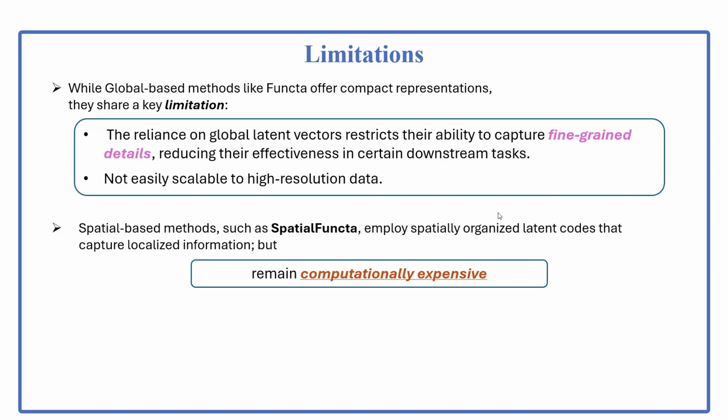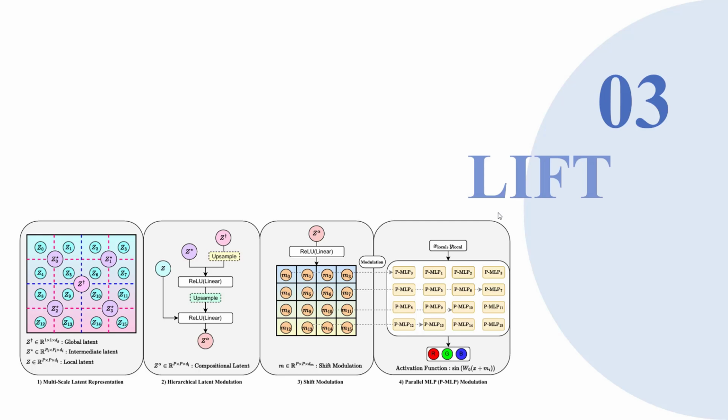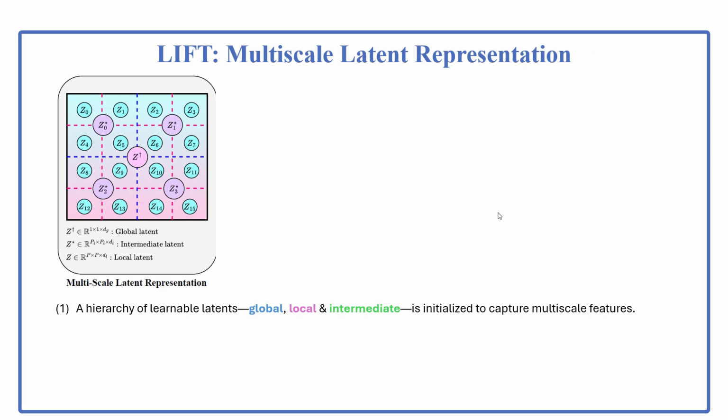So what if we want to be even more efficient and also more effective? This is the solution that we provide using the LEAF framework, where we unify global, local, and intermediate features in an efficient framework. This is the basic idea of LEAF. This is the overview of LEAF. Imagine that we have a multi-scale latent representation, which is a hierarchy of learnable latents: global, local, and intermediate. We initialize them to capture multi-scale features instead of representing just local or just global information.